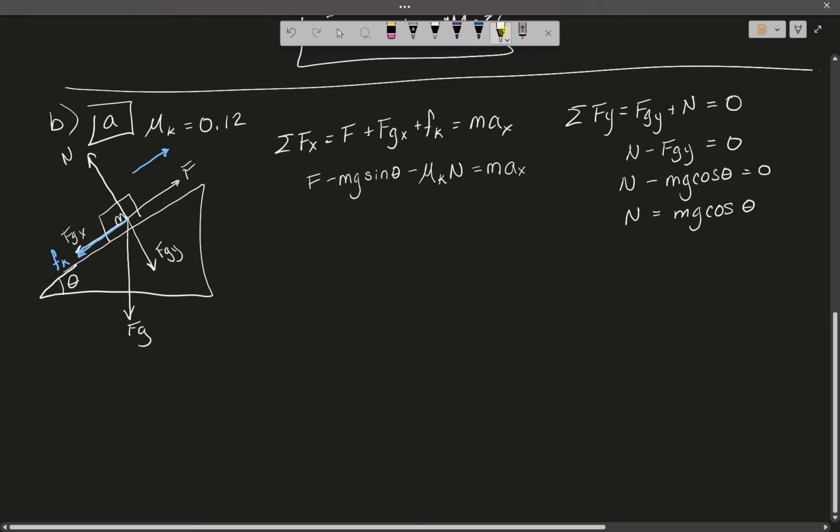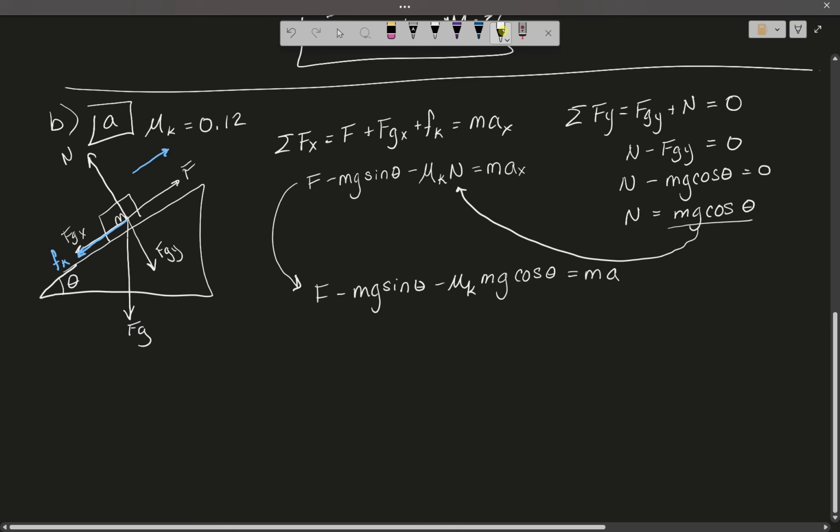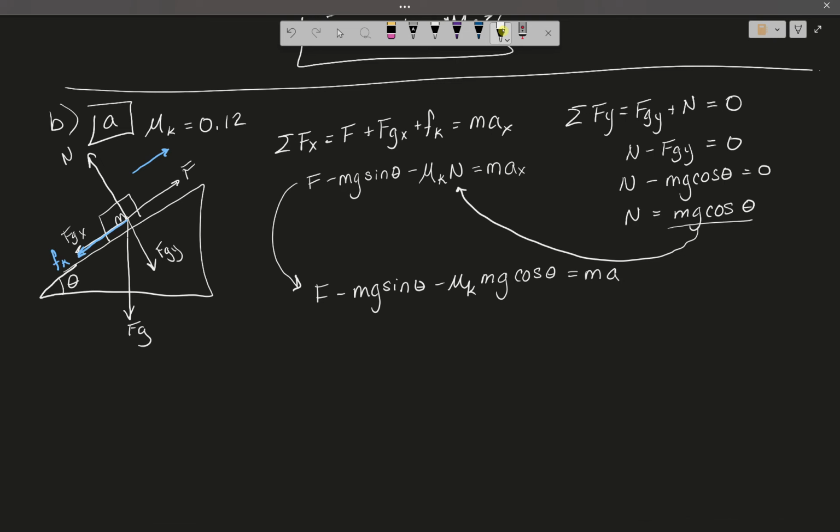I can now plug this mg cosine of theta into my summation of forces in the x direction. So this will become the applied force minus mg sine theta minus mu sub k mg cosine of theta is equal to mass times acceleration. I got rid of the sub x because I now know that all of the acceleration that's acting on this block is going to be the x component, so I'm just going to call it acceleration now. This is the same situation. I need to solve this for acceleration.